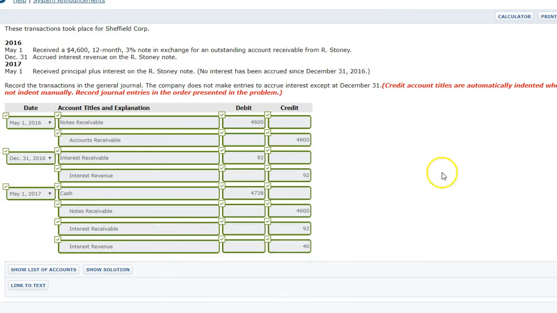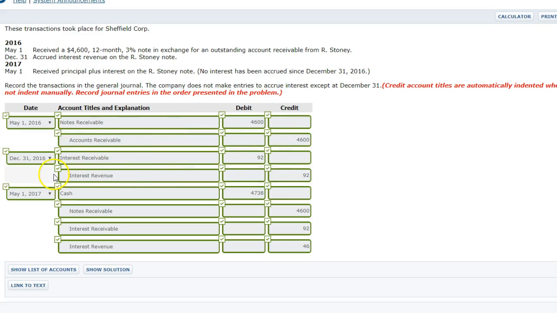So we'll go ahead and minimize that. For the first portion, we will add in May 1st, 2016, the date, the notes receivable, and the note that we received from the R. Stoney Company was $4,600 here. And then we would credit accounts receivable for the same dollar amount.